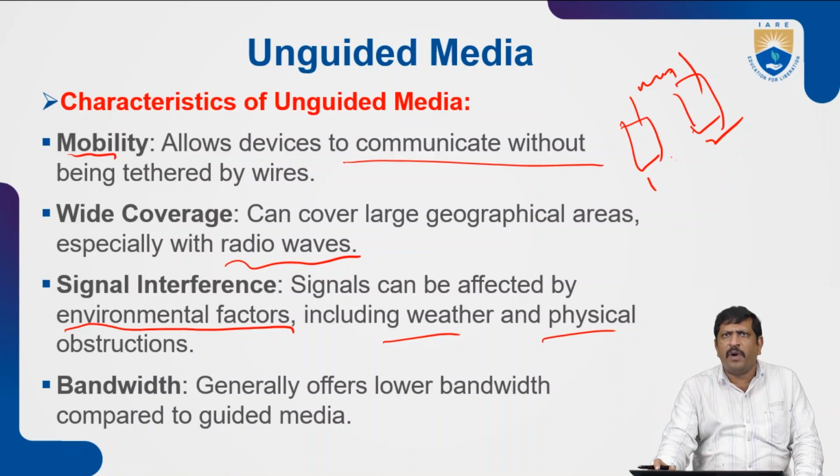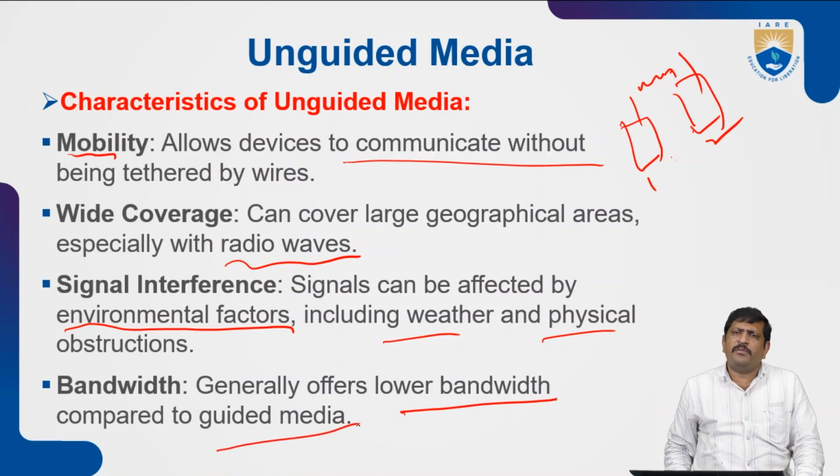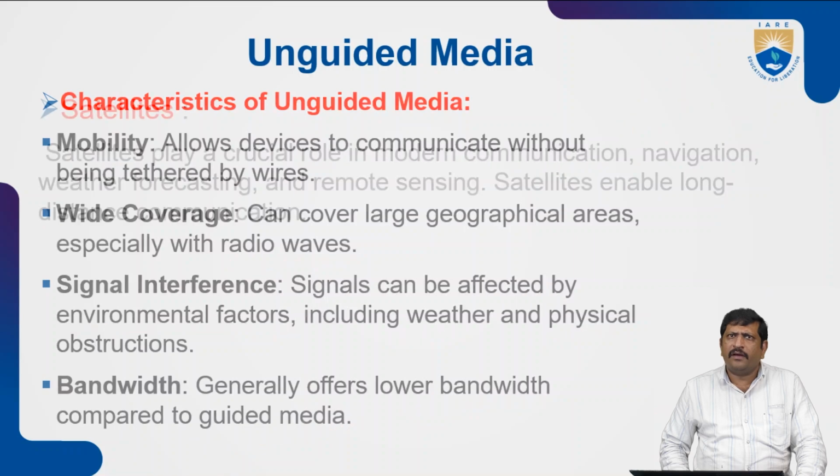Bandwidth. Unguided transmission media generally has low bandwidth compared to guided transmission media. Guided transmission media is connection oriented, where two devices are connected with wires, so high bandwidth is available. High bandwidth means more data can be transferred from one device to another, for bulk data transmission. With low bandwidth, less data can be transferred.